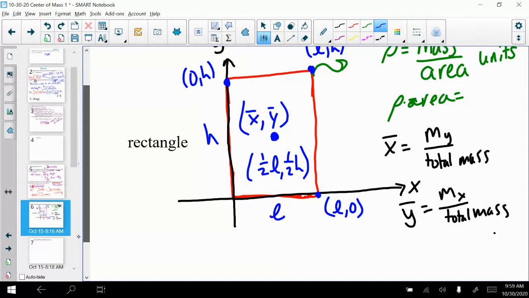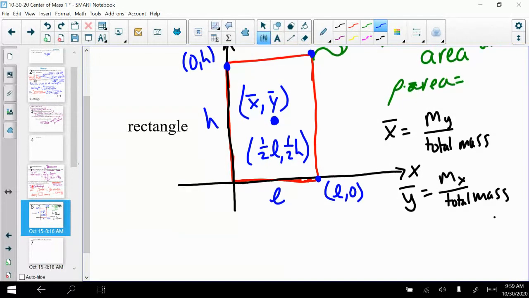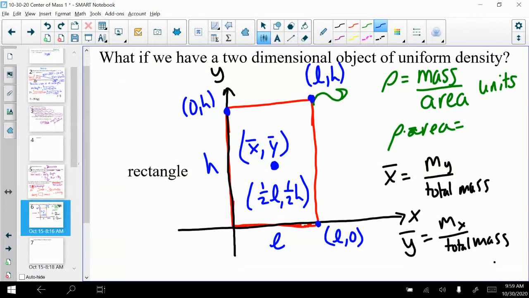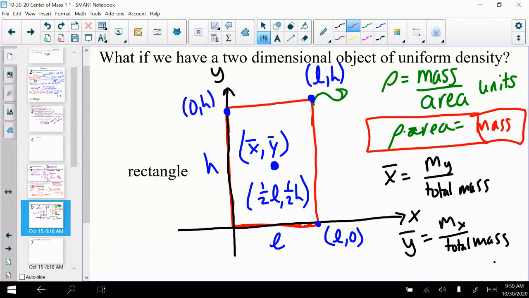So if we think about those moments, then, oh, I'm getting ahead of myself. I'm getting all excited. So I guess what I wanted to talk about with this slide was that if we take our density times our area, that would give us our total mass, okay?